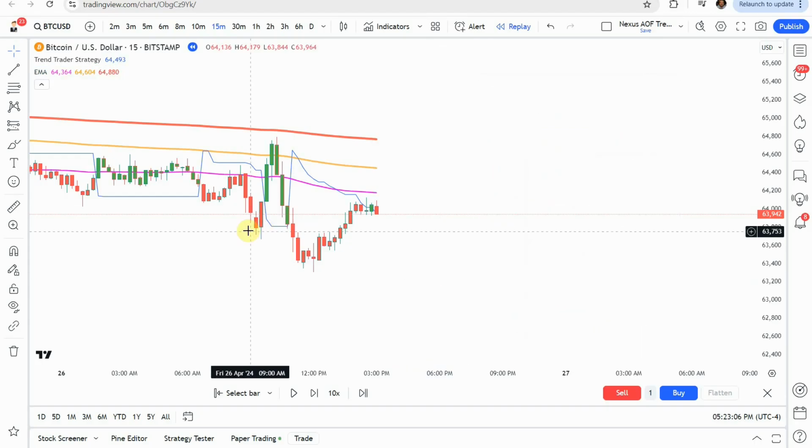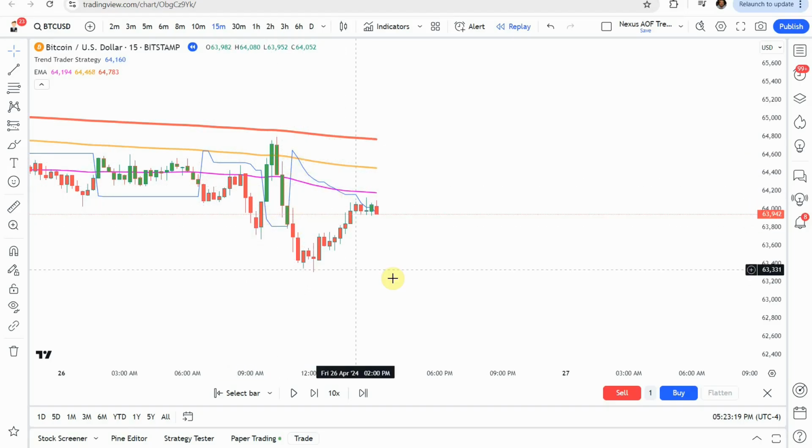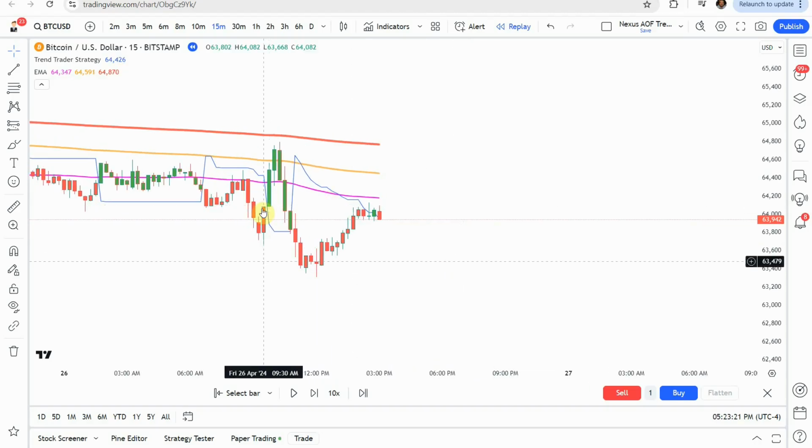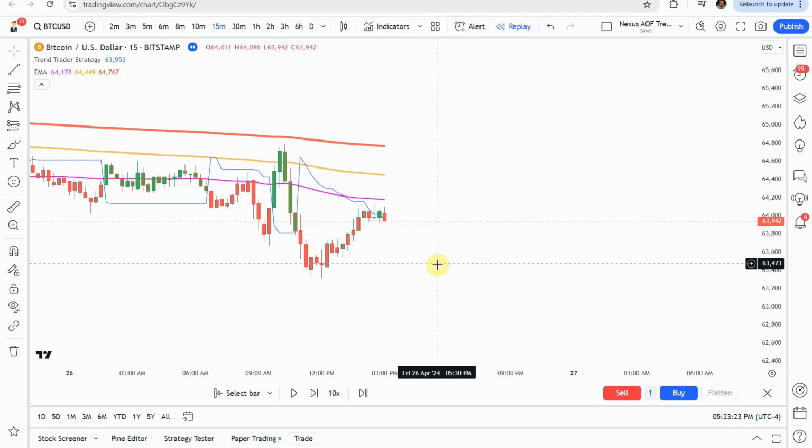And then of course, the trend trader has this blue line here, looks kind of similar to a moving average, not really, but you can see that it is the thinnest line weight. And so it gives a very good distinction between all the different moving averages.